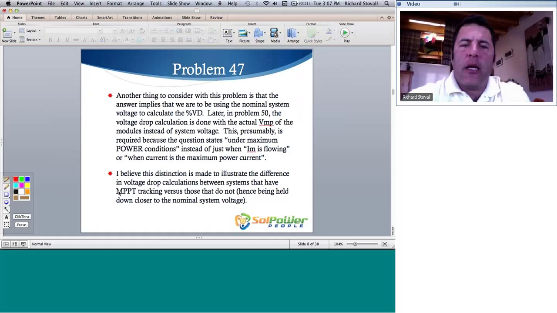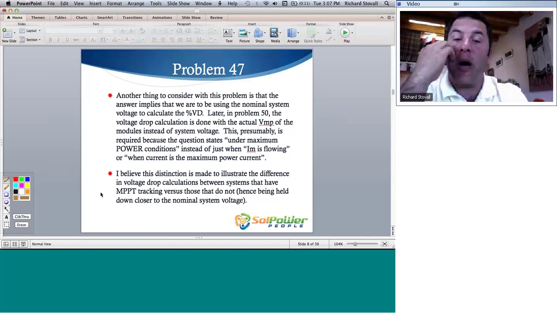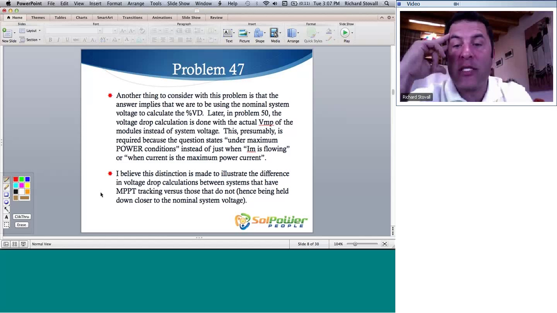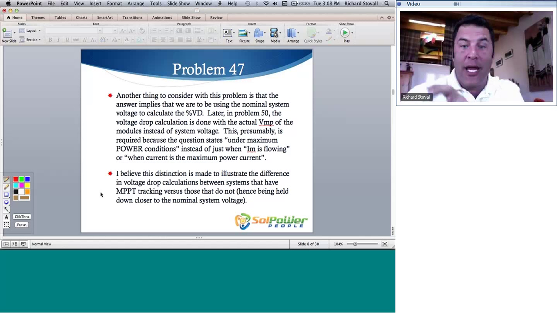Another thing to consider with this problem is that the answer implies that we are to be using the nominal system voltage to calculate the percentage voltage drop. Later in problem 50, the voltage drop calculation is done with the actual VMP of the modules instead of the system voltage. This presumably is required because the question states under maximum power instead of just when IM is flowing or when current is the maximum power current.